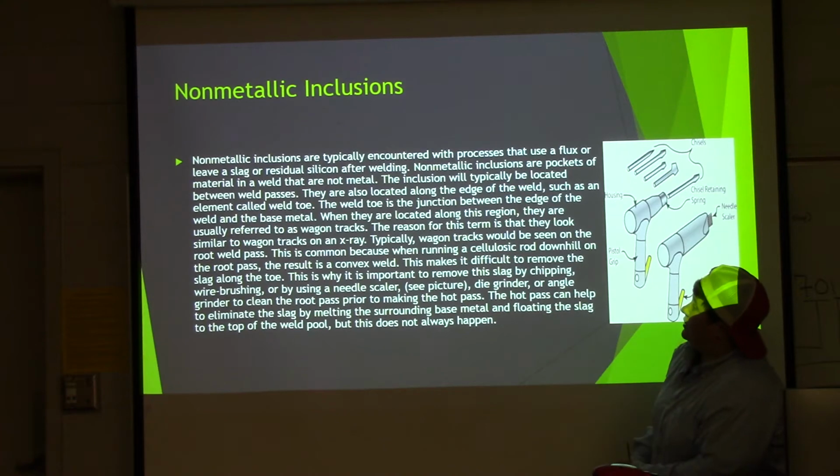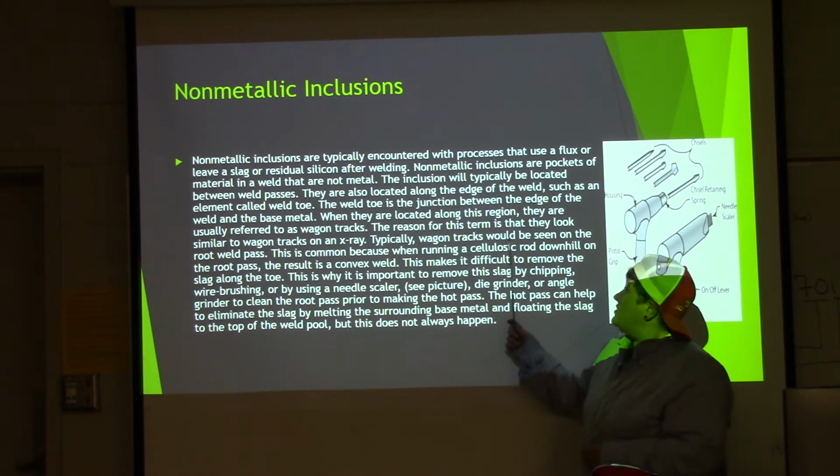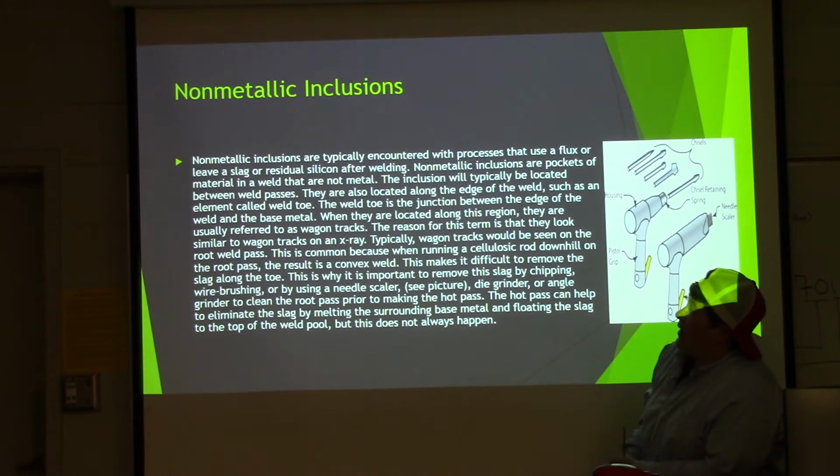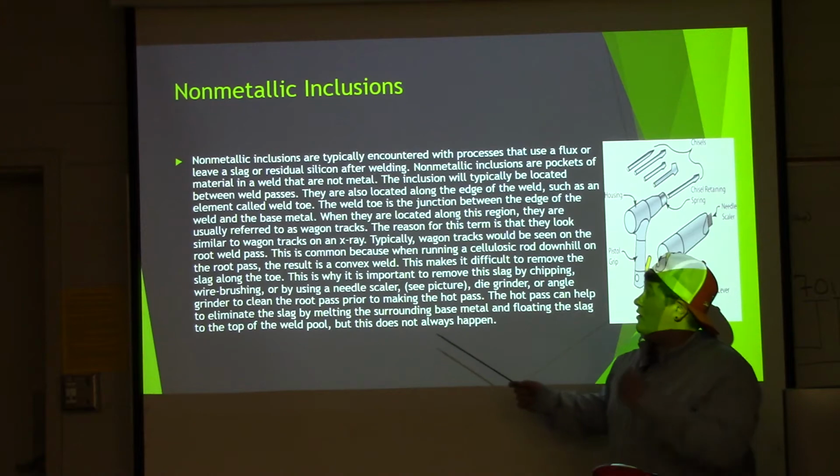When they are located along this region, they are usually referred to as wagon tracks. The reason for this term is that they look similar to wagon tracks on an x-ray. Typically, wagon tracks would be seen on the root weld pass. This is common because when running a cellulose rod downhill on the root pass, the result is a convex weld. This makes it difficult to remove the slag along the toe.